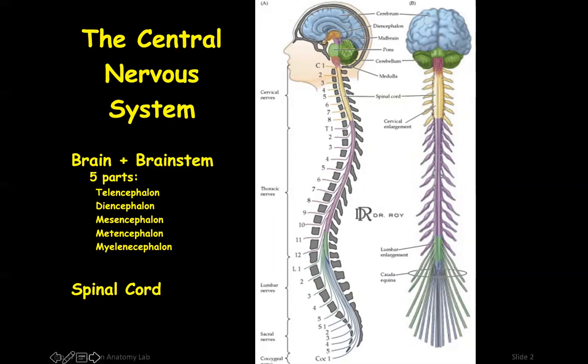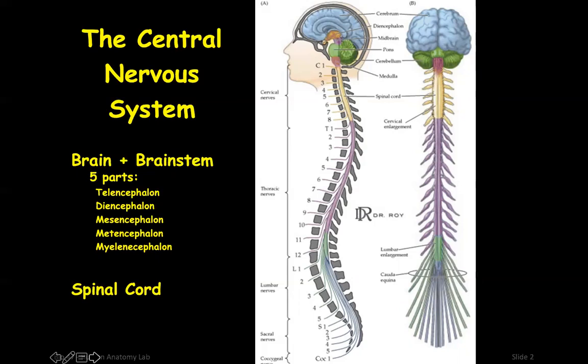Then there's the mesencephalon, or the midbrain, which is in purple. The metencephalon, which is the pons and cerebellum, in green. And the myelencephalon, the medulla oblongata, which is in that sort of purplish pink there. And the medulla oblongata is continuous with the spinal cord. There's no division between them.